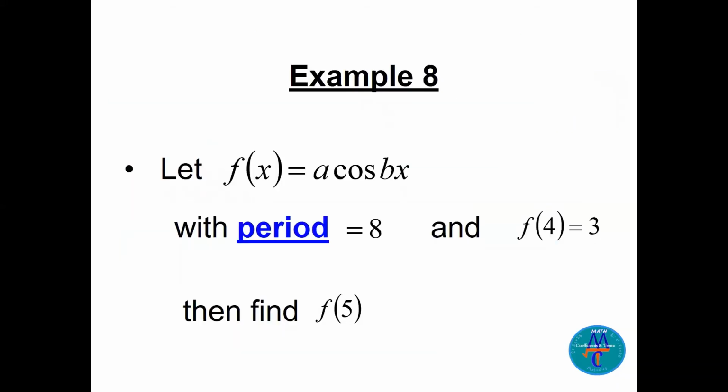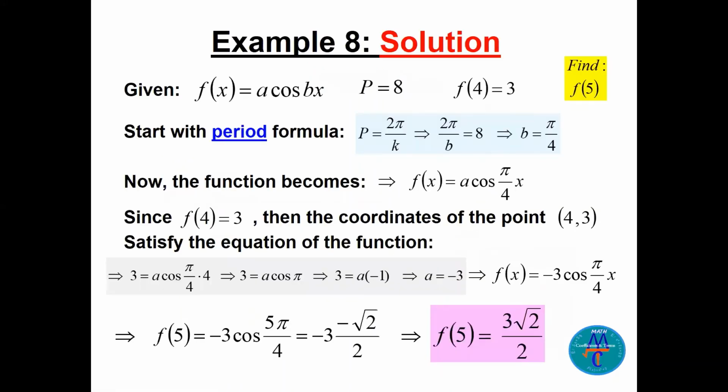Now, this one is also nice. We have a function a cosine bx. The period is 8, and f of 4 is equal to 3. Let's find f of 5. See, we have to find a and b for sure. You can try it if you like before you see the answer.